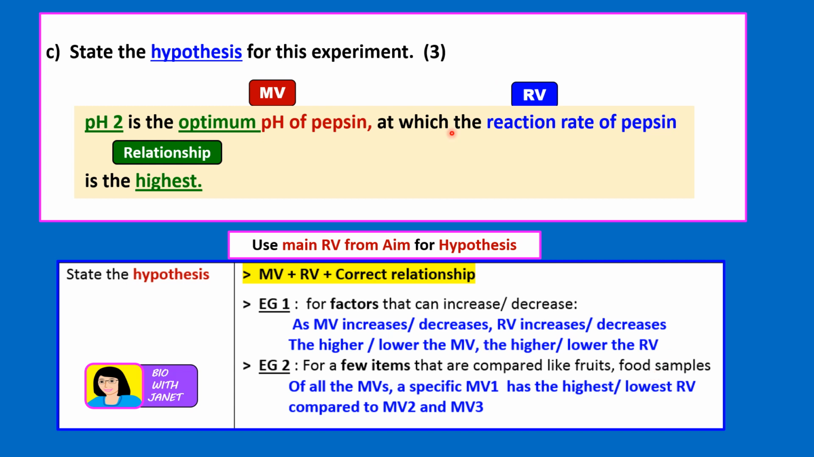So memorize this hypothesis for the pH, when the effect of pH is investigated on the reaction rate of pepsin or even amylase. Now for amylase, the experiment is slightly different, to investigate the effect of pH on the activity of amylase. And that one, I hope to come up with another video later on, where I will give you a question and you have to find out the hypothesis, the objective, inference, etc. Like this one here.